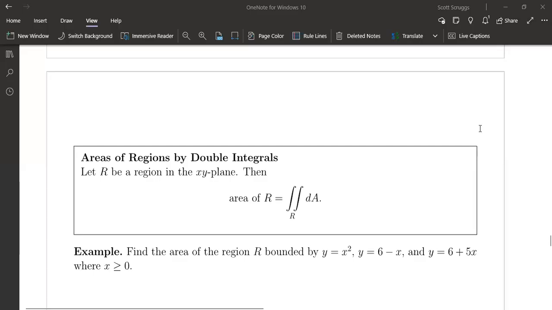Hi, everyone. In this video, we are going to talk about the area of a region, how to do that by double integrals. So if you have a region R in the xy plane, then if you want the area of the region R, all you have to do is calculate the double integral of your region, but your integrand is a constant. Let's illustrate why that gives us the area of a region.